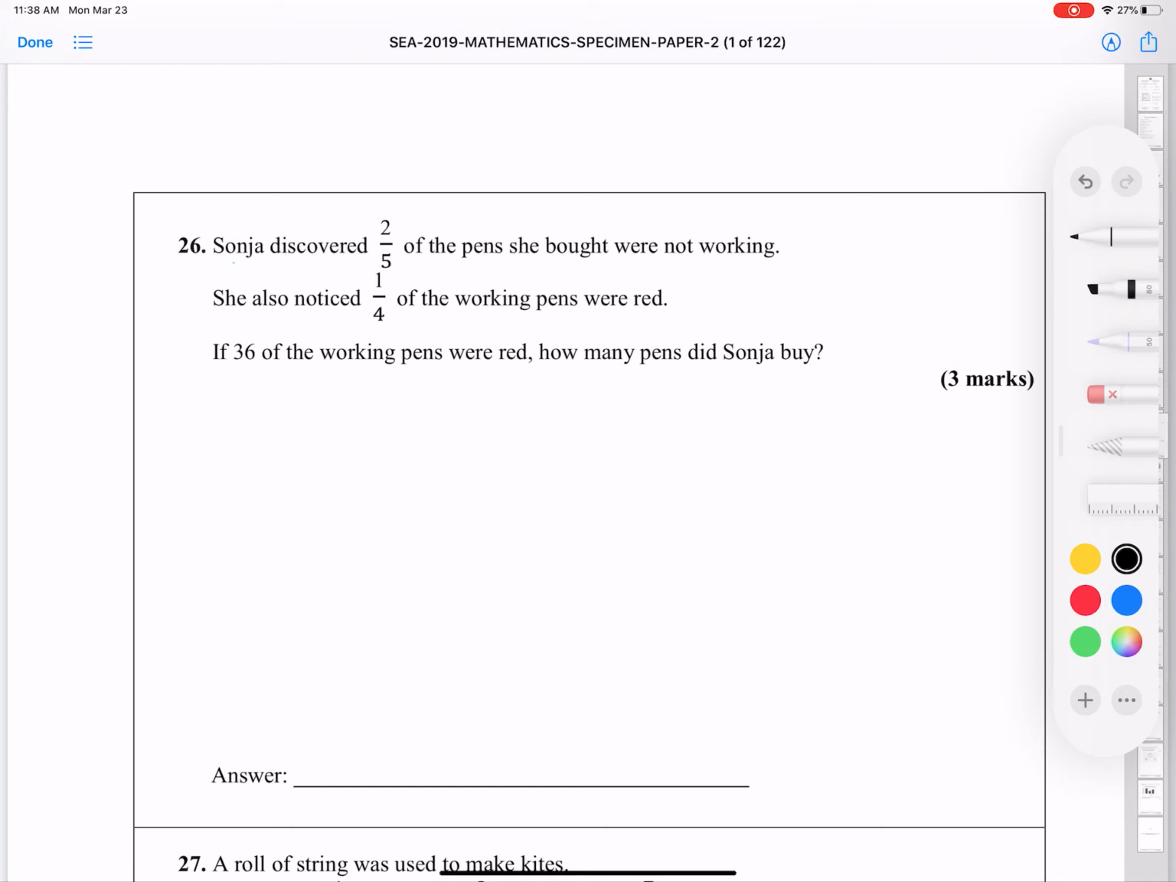Soja discovered 2/5 of the pens she bought were not working. So let's make a 2/5 diagram. Fifths is 5 equal parts. 1, 2, 3, 4, 5. 2/5 were not working. Look at the 2/5 here.